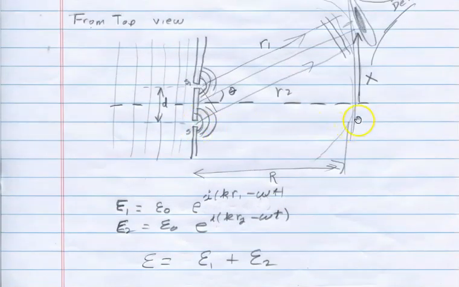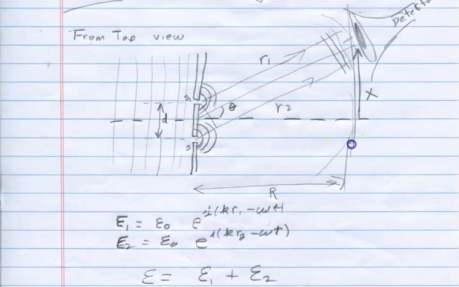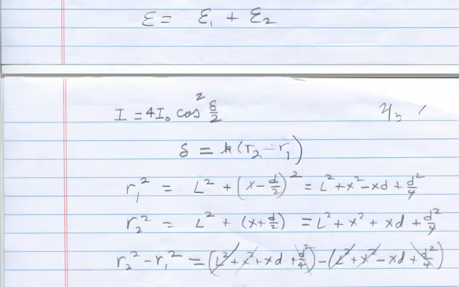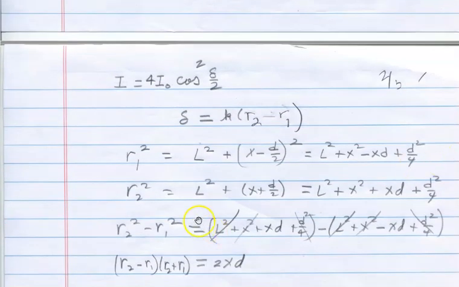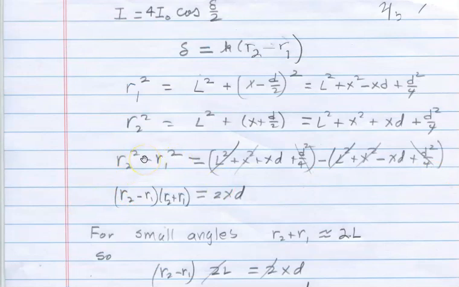You've got the horizontal distance L to the screen, and the distance now is x plus this additional piece that is the leg of this triangle to get R2, which is x plus d over 2. And expanding those out, and then take the difference, R2 squared minus R1 squared, and you get L squared minus L squared, x squared minus x squared, d squared over 4 minus d squared over 4, but the cross terms, xd, it's minus a minus xd, and so this total is 2xd. And this you can factor into R2 minus R1 times R2 plus R1.